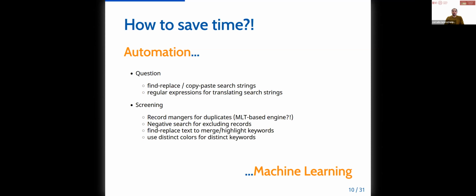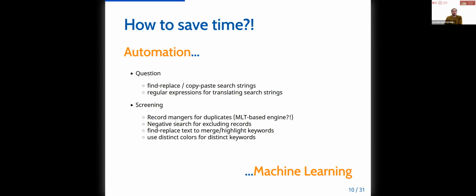And for the search strings also, you can translate them semi-automatically, using maybe regular expressions or something like that, to convert your string from one engine to be used in other search engines. And regarding the screening phase, clearly you have many record manager software that can find duplicates for you, and many of them can possibly be based on ML engines.